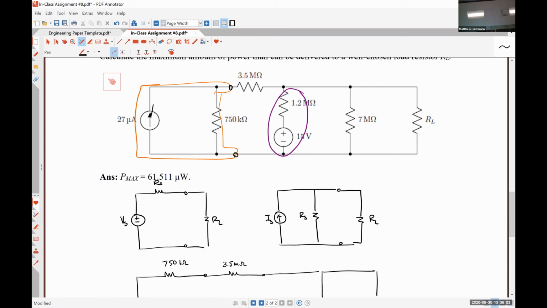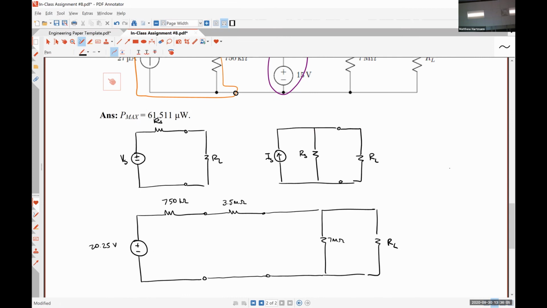If the head of the arrow is at the top, then the positive polarity terminal is at the top. If the head of the arrow was on the bottom, the positive polarity terminal of the voltage source would be on the bottom, etc.